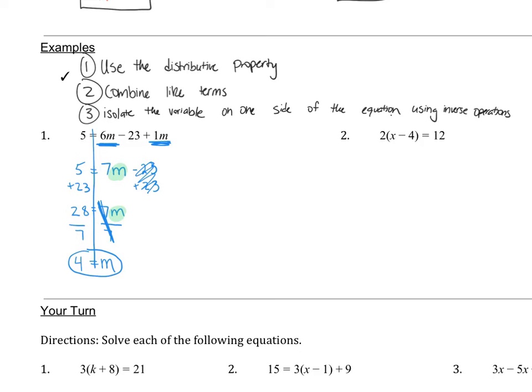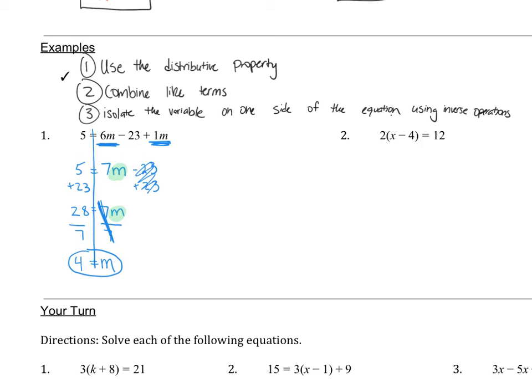So let's look back at what we just did there. We combined like terms first. Then we isolated our variable by first adding that 23 over and then dividing by 7. So there's a couple steps we had to take in that problem.